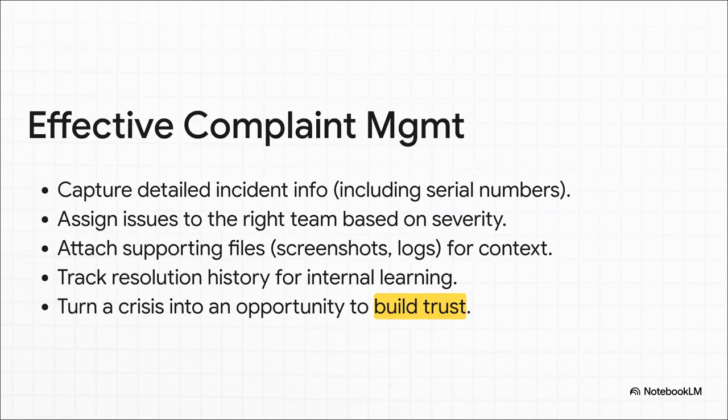And what about when a user has a problem? A complaint management system makes that whole process smoother. You can capture all the key details right away, even device serial numbers, to speed things up. You can automatically route the ticket to the right team based on how serious it is. Users can attach screenshots to show you exactly what they're seeing. And maybe most importantly, you build up a knowledge base. You're not just closing tickets. You're turning a potential crisis into a chance to show your users you've got their back.